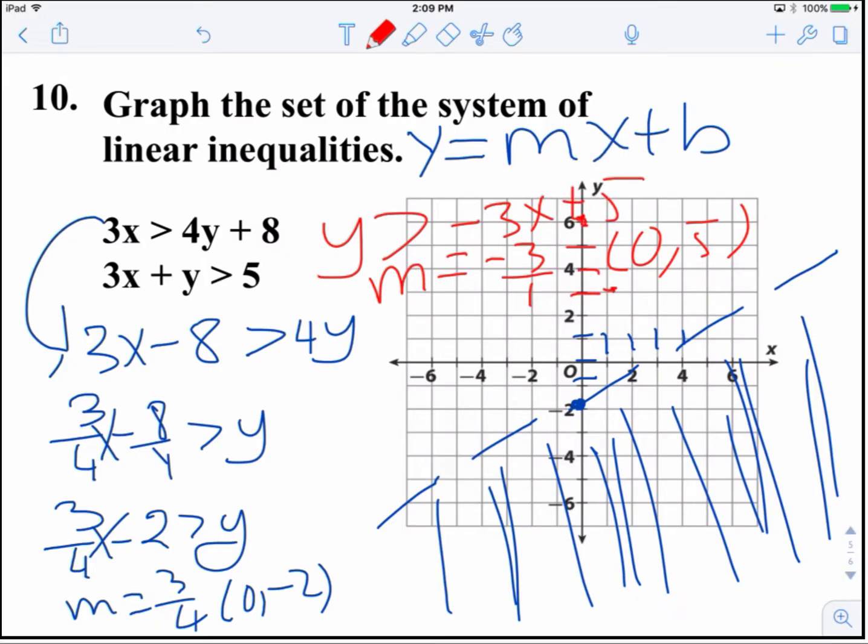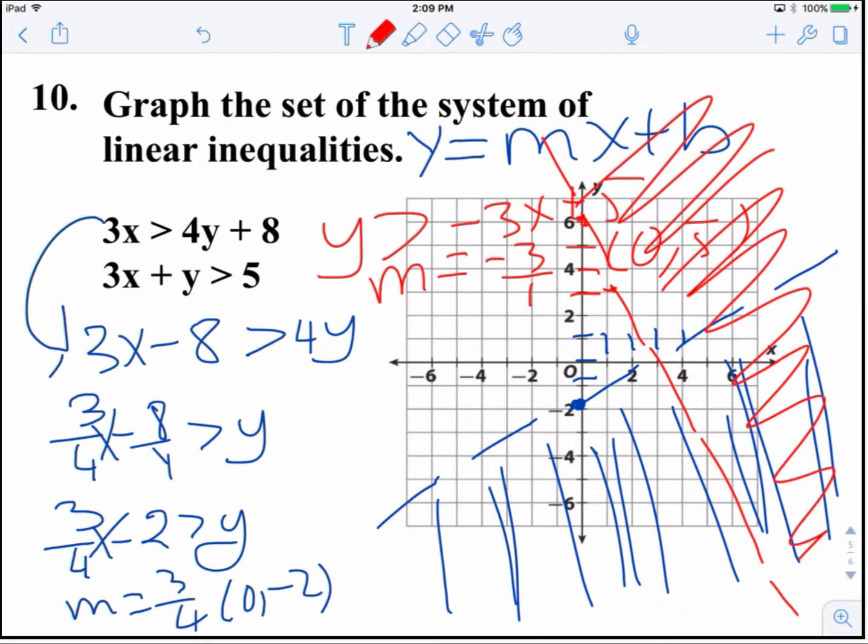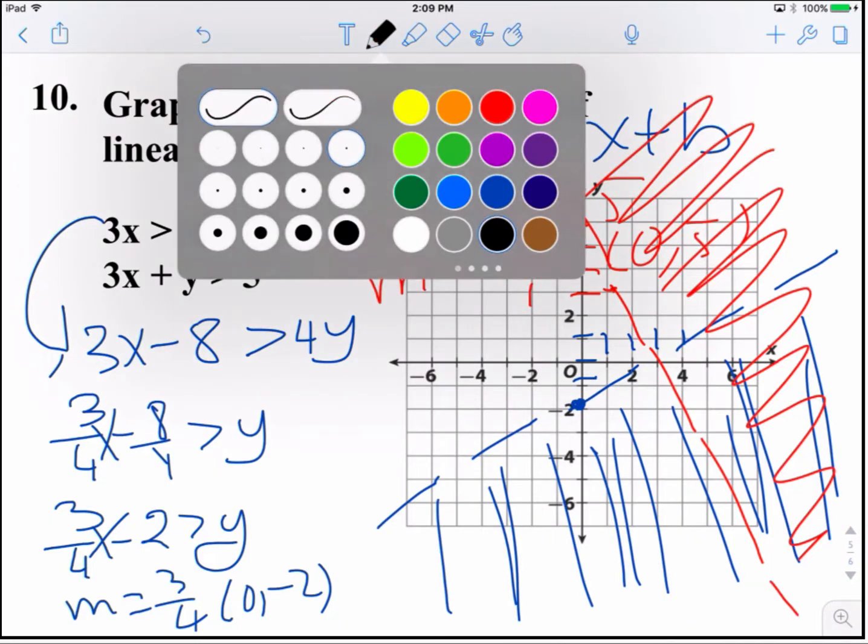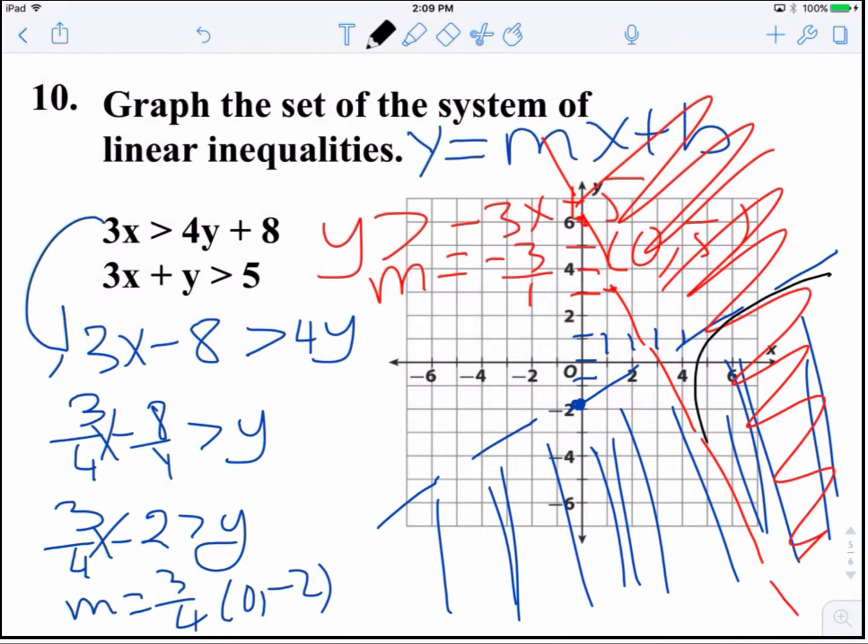And then it's also a greater than, so we have a dotted line. And we're shading above our graph. And notice that the blue and the red intersect at part of the graph. Okay, so then we see that where they intersect is our answer for number 10, but it does not include the lines, and the lines are dotted.